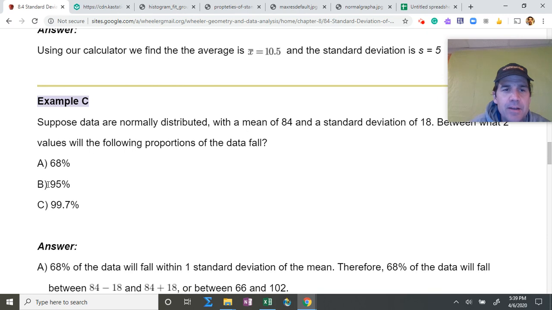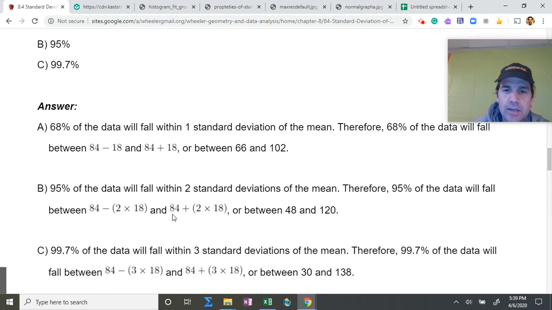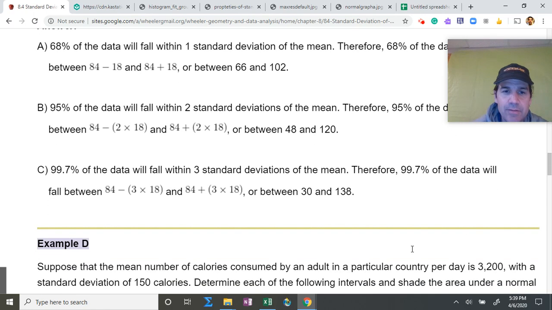For 95%, it's 2 standard deviations. So you take 84 and add 18 twice, and take 84 and subtract 18 twice. When you do that, you get 48 and 120. That means that 95% of all the data will fall between 48 and 120. Then you do 3 standard deviations to figure out the 99.7%.